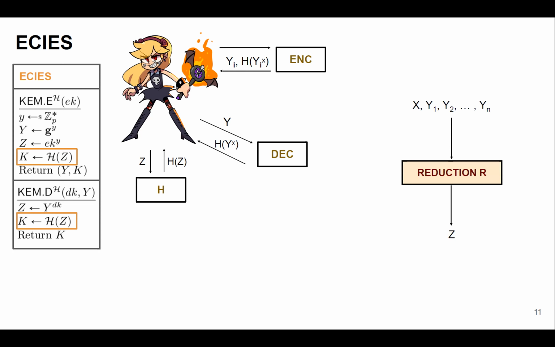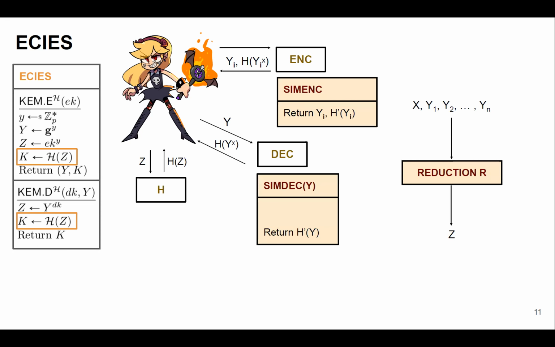To simulate the encapsulation key, the reduction simply returns its input X. To simulate the ith ENC query, the reduction now returns its ith input Y_i and simulates K_i as H' of Y_i, where H' is some other random function. Now to simulate DEC, the reduction simply returns H' of Y. And to simulate the random oracle, the reduction can return H of Z.